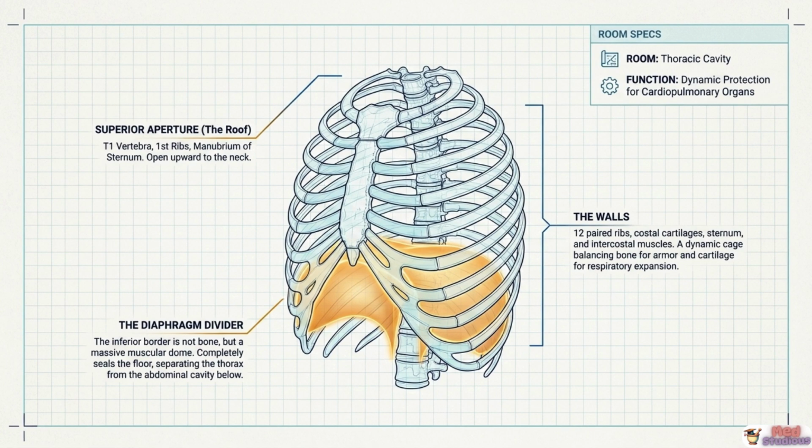Its core function is providing dynamic protection for cardiopulmonary organs. Its roof, called the superior aperture, is defined by the T1 vertebra, the first ribs, and the manubrium of the sternum, opening upward to the neck. The floor is completely sealed by the diaphragm divider, a massive muscular dome separating the thorax from the abdominal cavity below. The walls are a dynamic cage made of 12 paired ribs, costal cartilages, sternum, and intercostal muscles, perfectly balancing solid bone for armor and flexible cartilage for respiratory expansion.